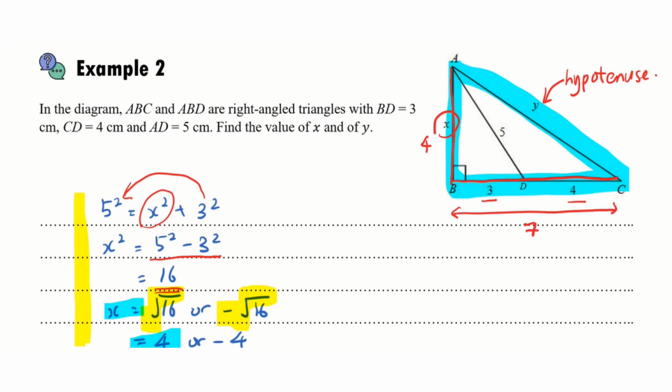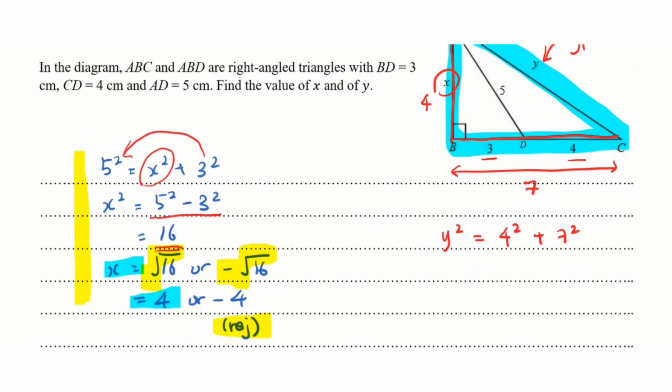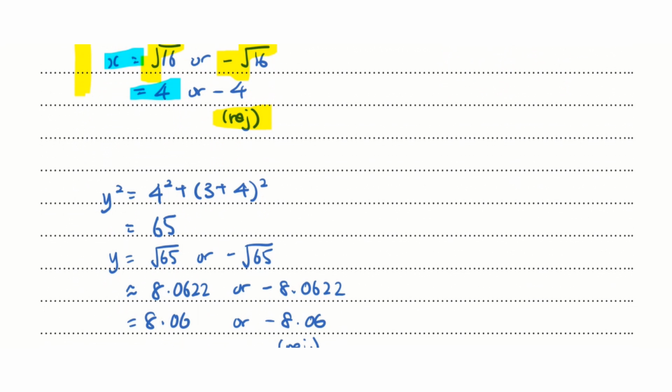So using this information, I will be able to apply my Pythagoras theorem to see that y square, which is the hypotenuse, is equal to 4 square plus 7 square. Let me scroll downwards. My 7 square is due to 3 plus 4 bracket square. So I get this Pythagoras theorem equation, y square equals 4 square plus 3 plus 4 bracket square. That is equal to 65. Then I need to find out the value of y. So I need to consider the positive square root, and also the negative square root.